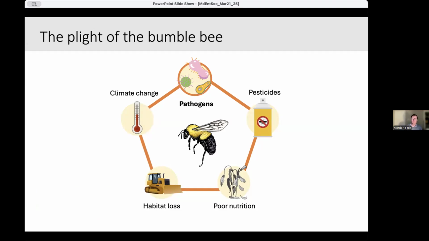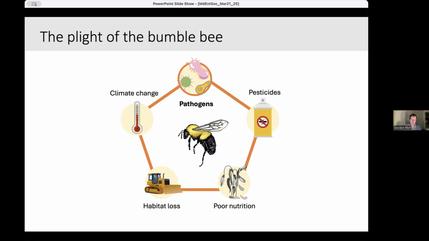This figure here shows what we think of as the big five things that are driving bee population declines. A lot of these are obviously generated by human activity, agriculture being one of the large drivers there. So we see pesticide exposure as being a large contributor to declines.